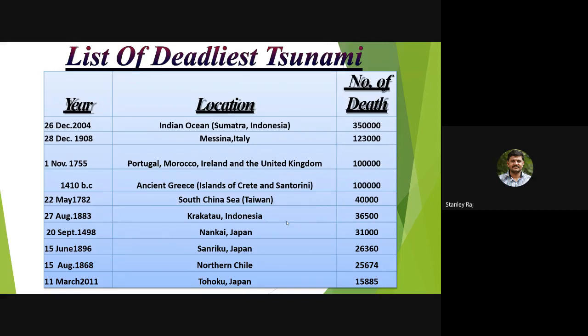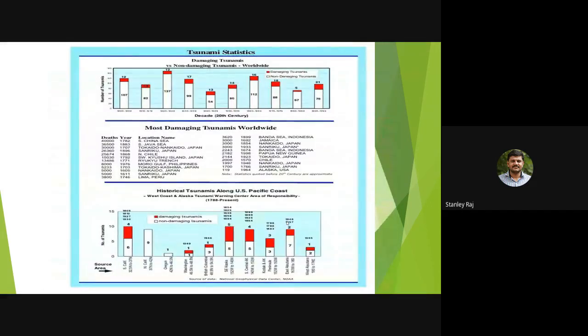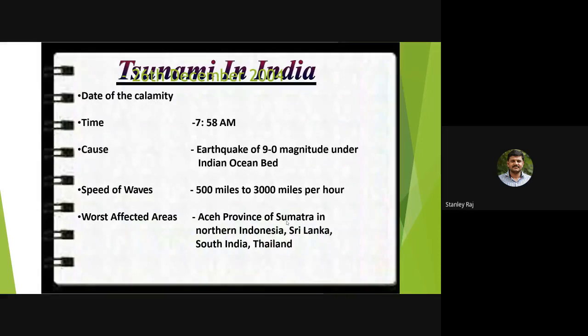Okay. So, tsunami statistics, the most damaging tsunamis worldwide. Deaths in 1782, huge damage to society. These are some of the facts. And the 26th December 2004 tsunami, at 7:58 a.m. People were walking on Marina Beach at the time. It was caused by an earthquake of 9 magnitude under the Indian Ocean bed.